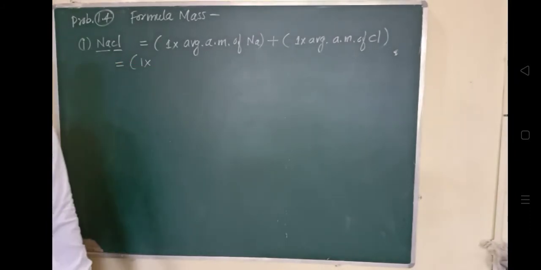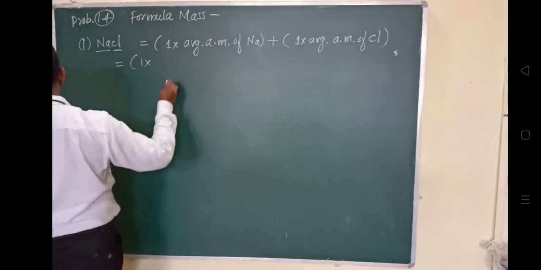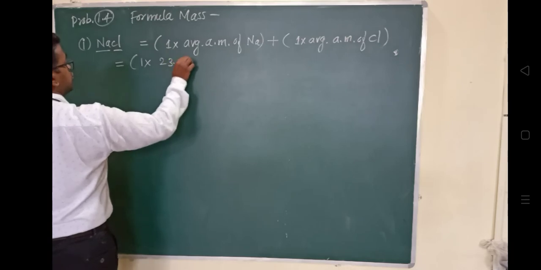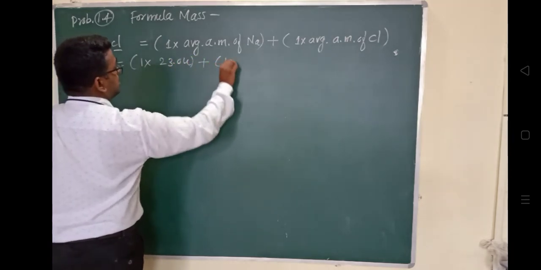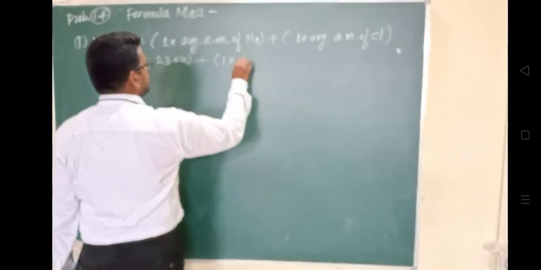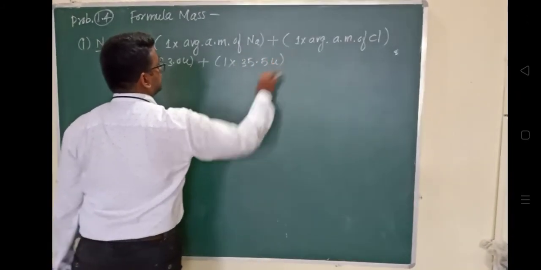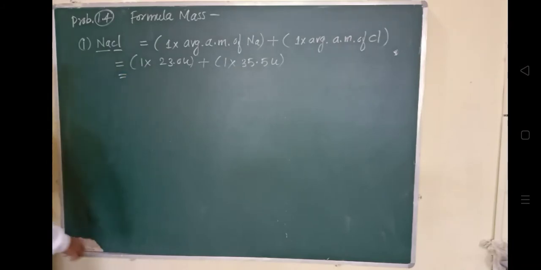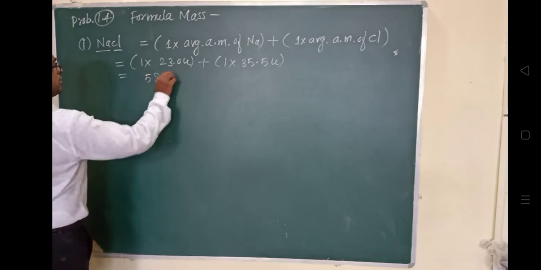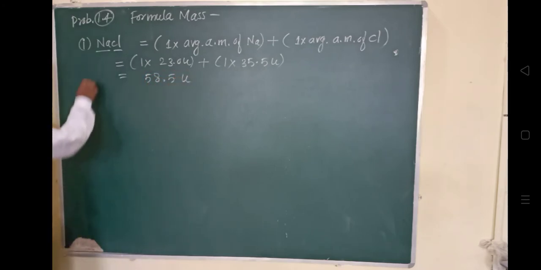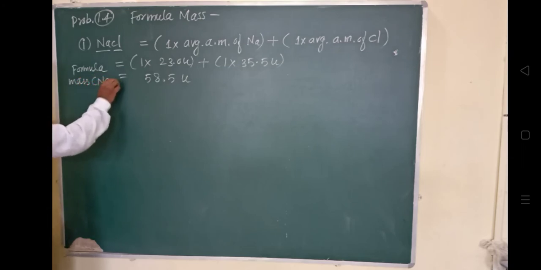1 multiplied by the average atomic mass of sodium, which is 23.0 unified mass, plus 1 multiplied by the average atomic mass of chlorine, which is 35.5 unified mass. We know this. When we solve this, the answer is 58.5 unified mass. So this is the formula mass for sodium chloride.